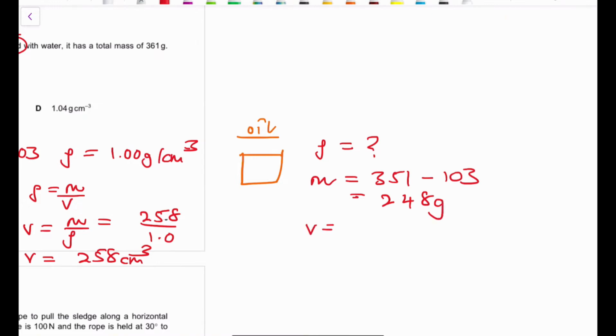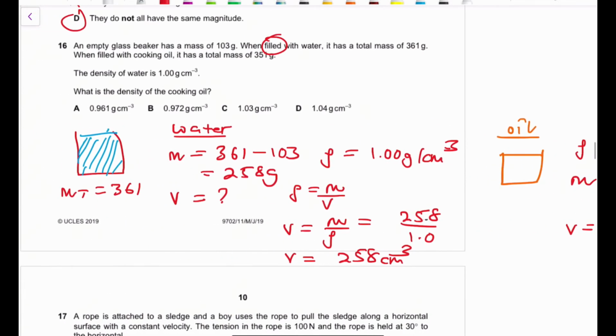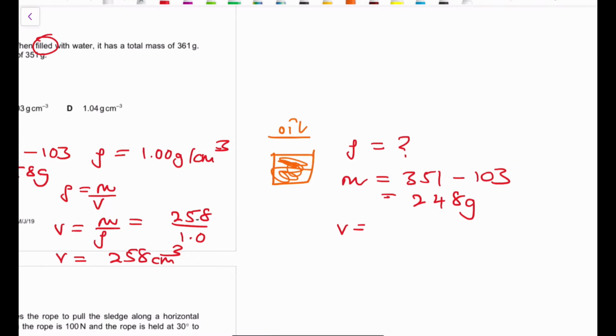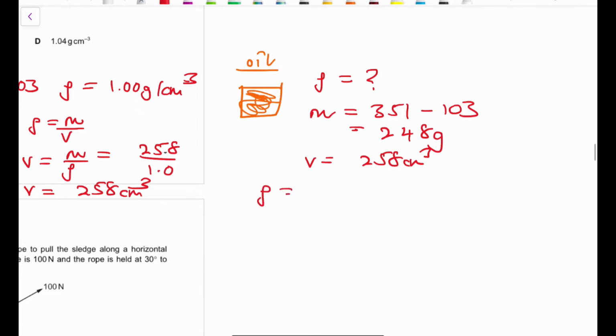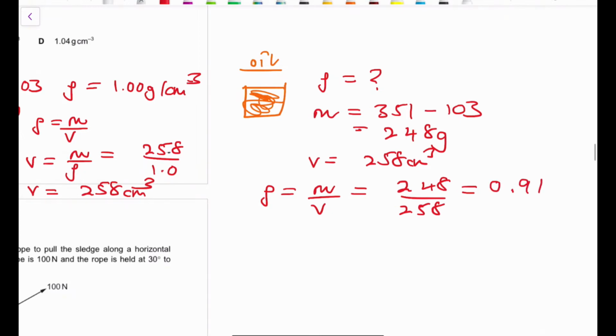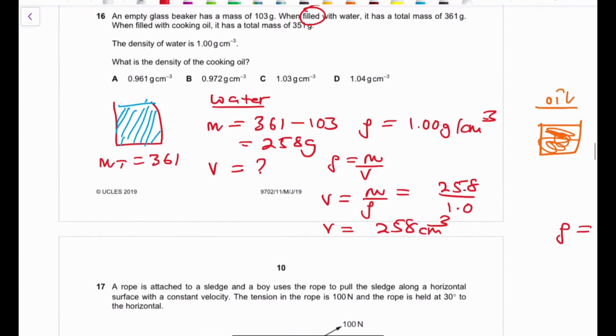But the volume is going to be the same because it's also going to be filled with oil, right? It's going to be filled to the same volume that was once occupied by water. So it's going to have the same volume of 258 cubic. So how do I find the density? The density is going to be the mass divided by volume, which is 248 divided by 258. So 248 divided by 258, you're going to get 0.961, which is going to be A. Very important. Okay, move on.